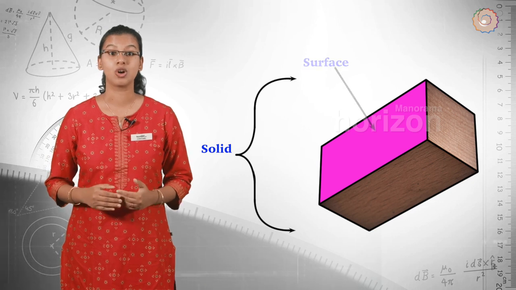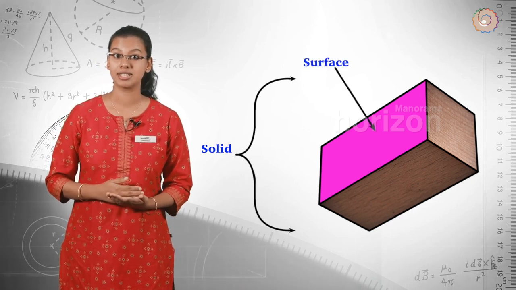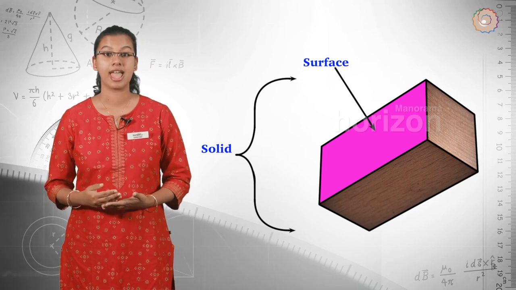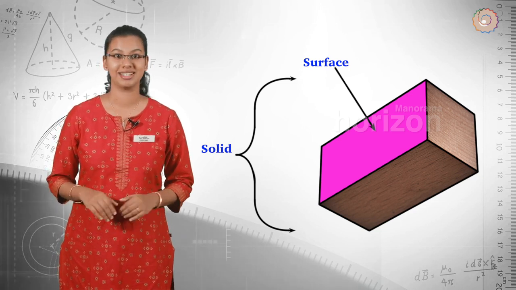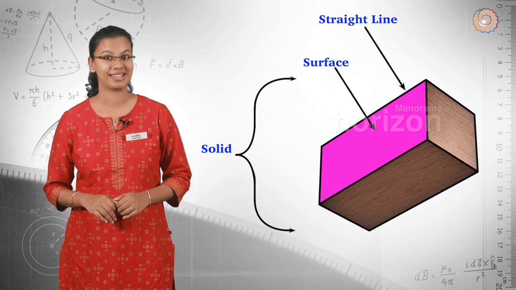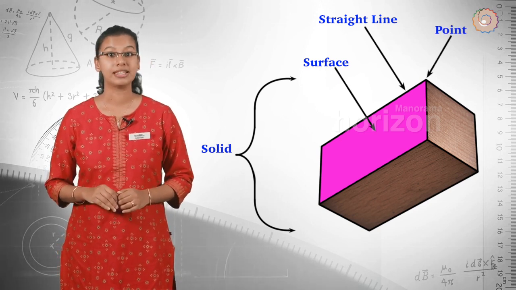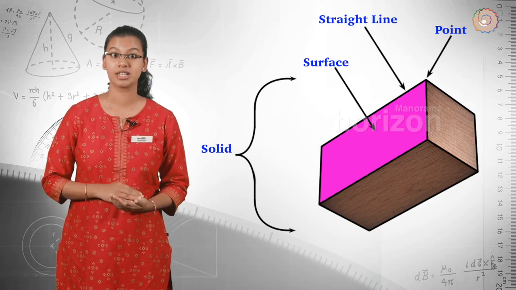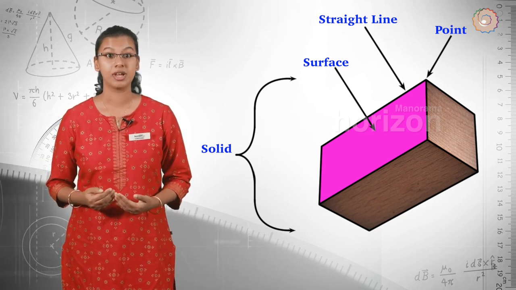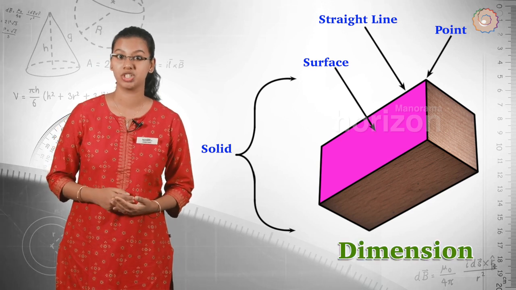Its boundaries are called surfaces. They separate one part of the space from another and are said to have no thickness. The boundaries of the surfaces are curves or straight lines. These lines end in points. There are 3 steps from solids to points. In each step, we lose one extension, also called a dimension.